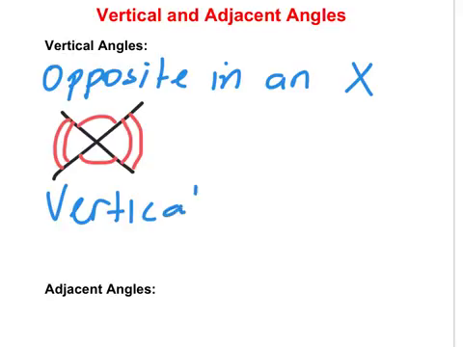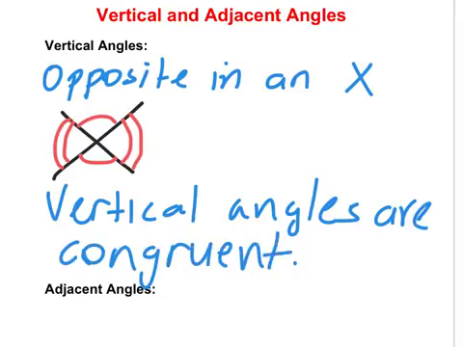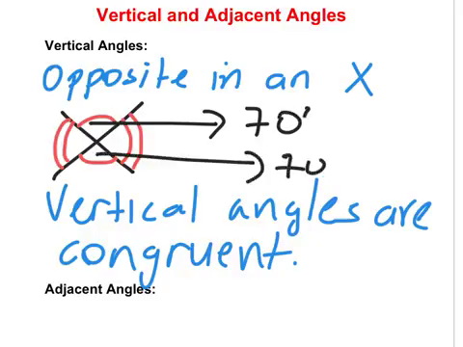And a quick note about that. Vertical angles are congruent. Okay? So whenever you have two angles that are vertical, they're always the same size. Always. So if I tell you, for example, that this here is 70 degrees, well then that means that this here must also be 70 degrees. Yeah? It's the rule. And then the other two, they must also be the same.